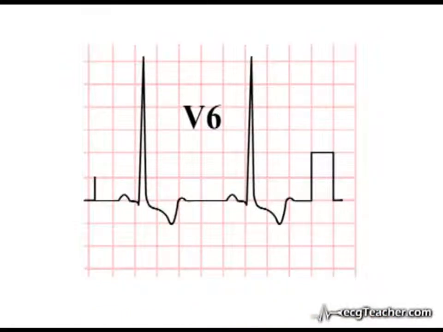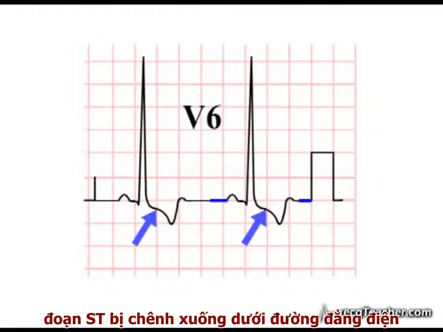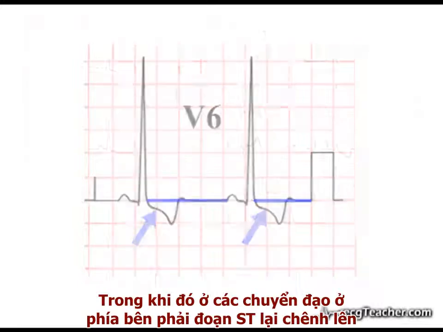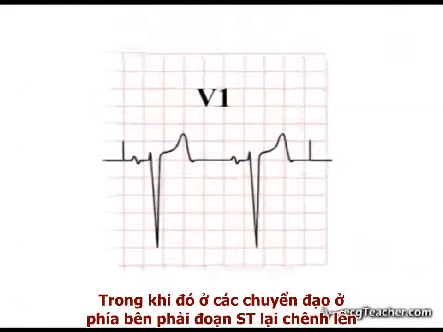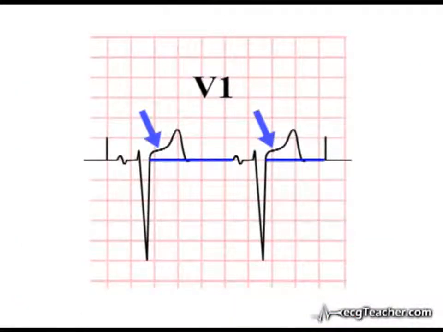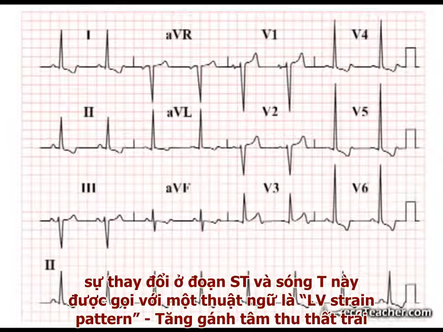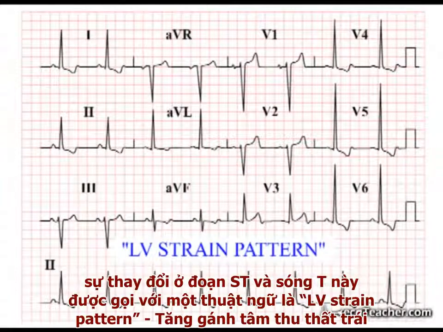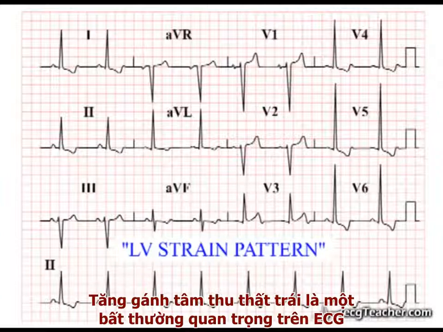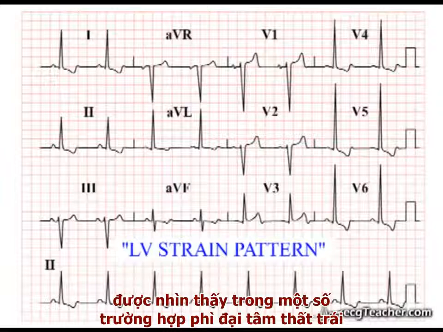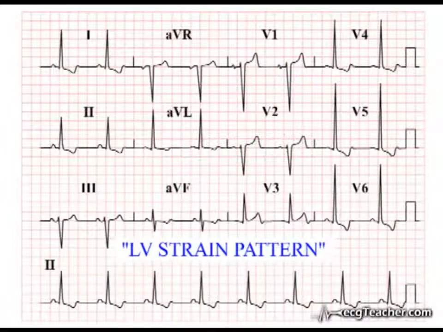In the left-sided chest leads, illustrated here in V6, you can see that the ST segment is depressed below the isoelectric line, while in the right-sided chest leads, the ST segment is elevated. In the setting of LVH, these ST segment and T wave changes are referred to as an LV strain pattern. The LV strain pattern is an important ECG abnormality, seen in a proportion of cases of left ventricular hypertrophy.